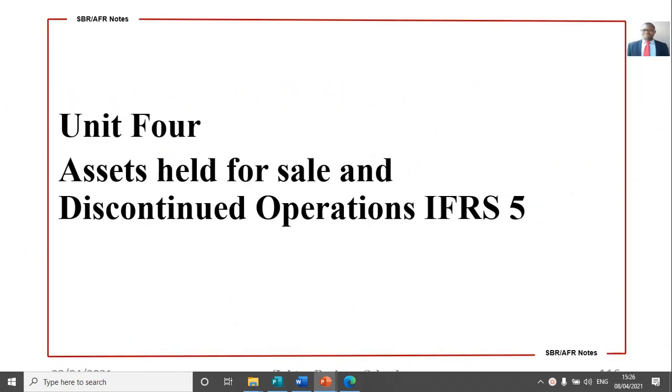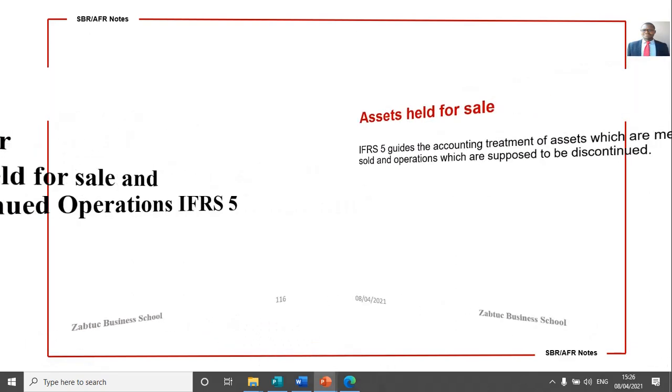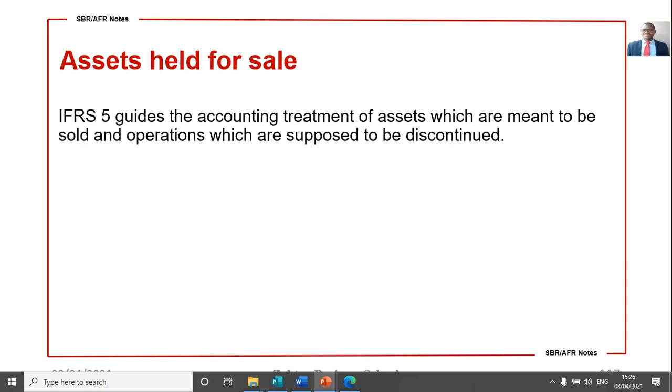Our focus in this lecture is assets held for sale and discontinued operations. I thought about a firm that is in the process of restructuring. That firm may find that it has excess assets, and there is need for us to know how to deal with discontinued operations as well as assets held for sale.